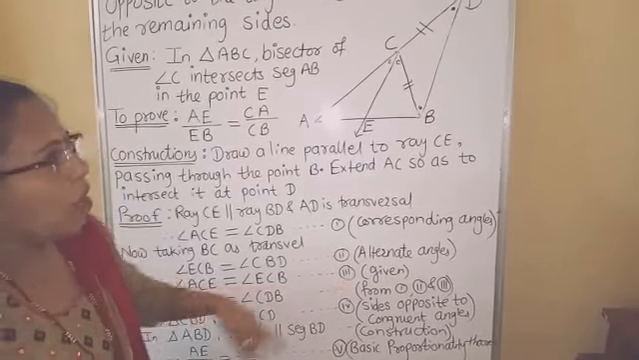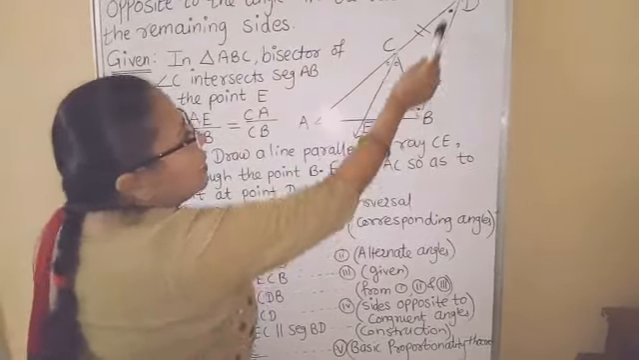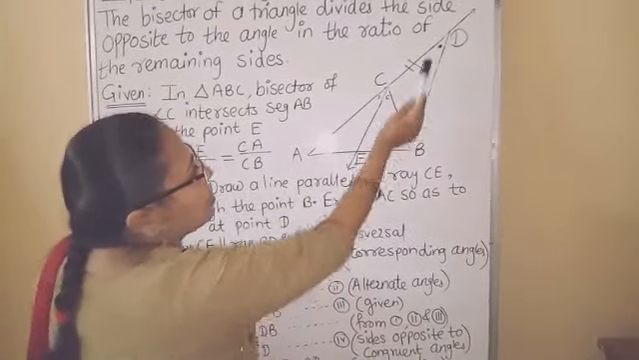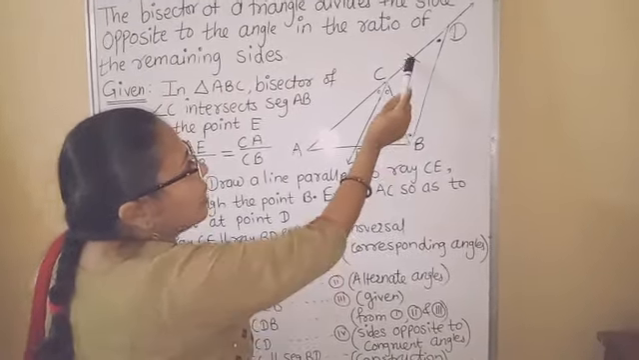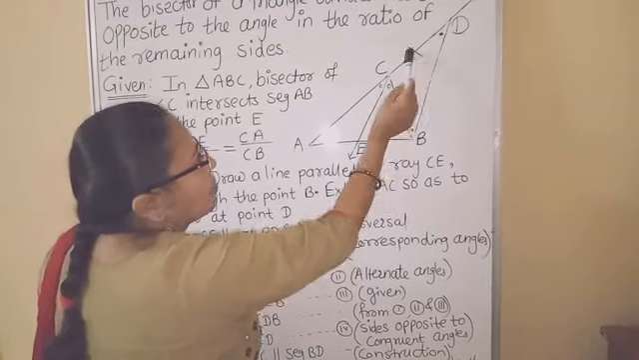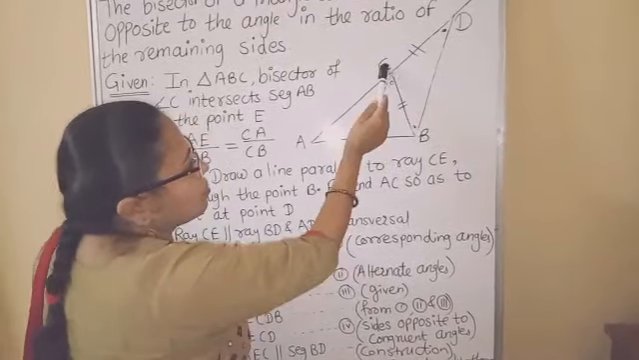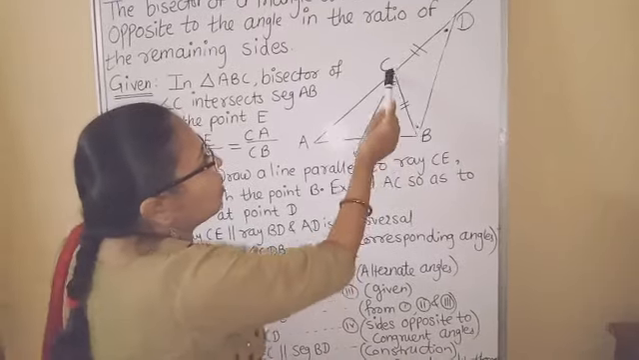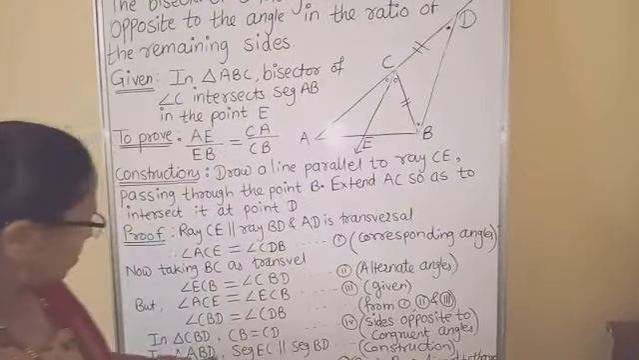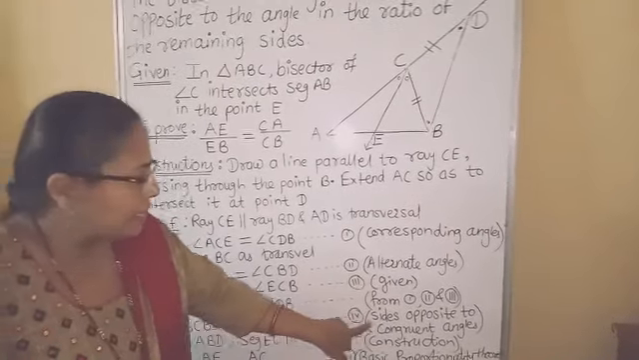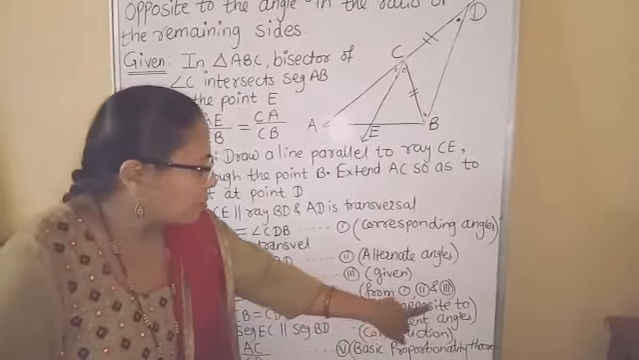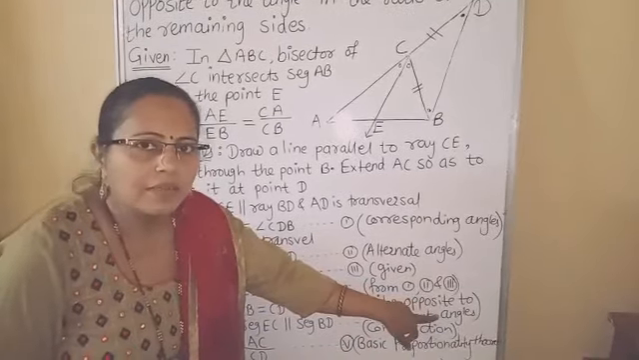Okay students? Now observe triangle CBD. In this triangle we got these two angles congruent. So the sides opposite to these angles are also congruent. So BC is equal to CD. This is our statement number 4 and the reason is sides opposite to congruent angles.